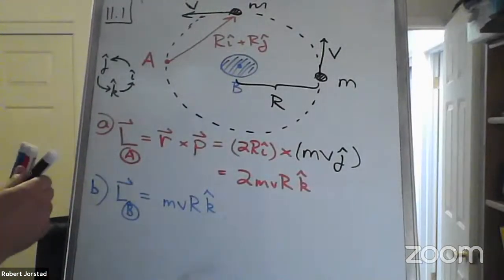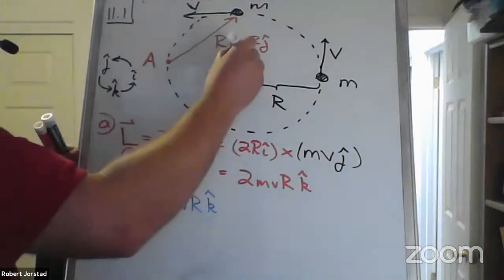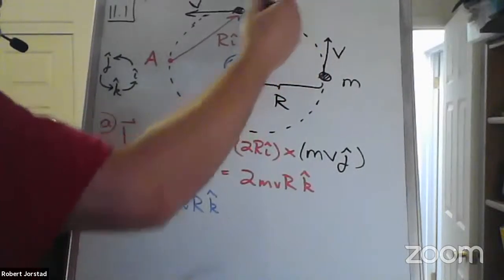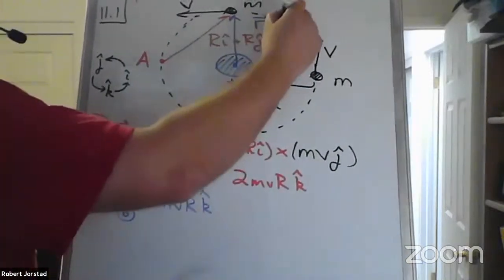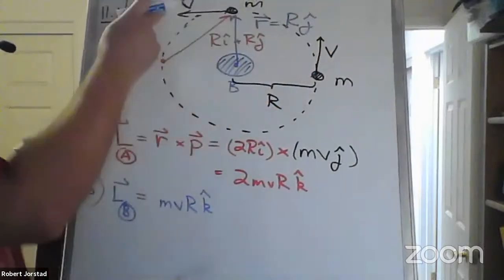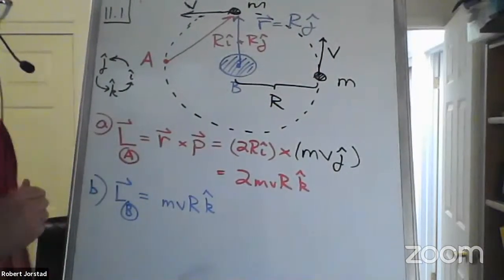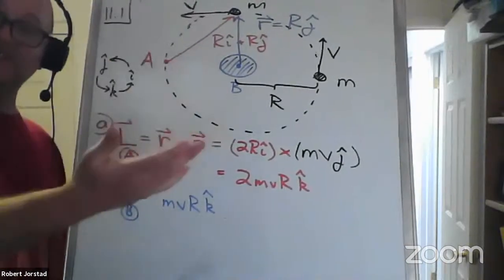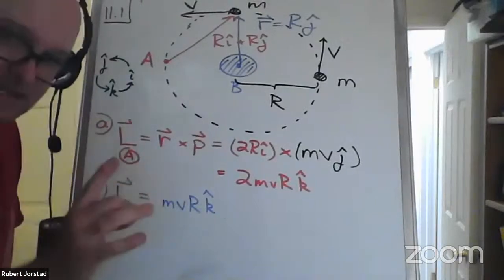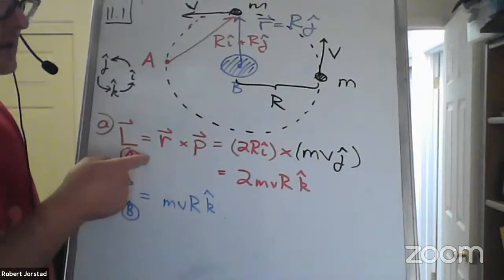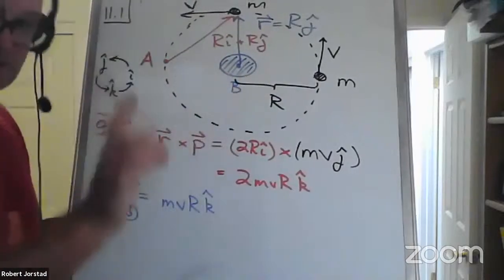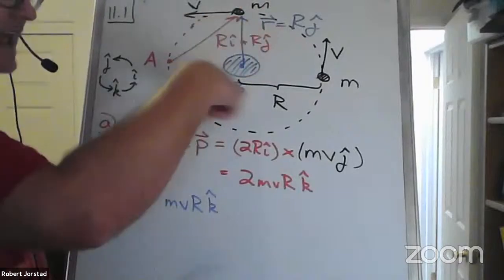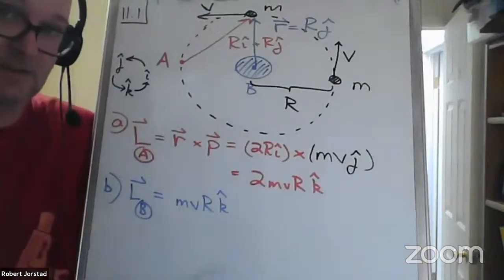However, if we did this for part B, the R vector changes to R in the J hat. However, we still get the same cross product because J hat cross negative I hat still gives K hat. So what we see is the angular momentum about A will be different for every single point on the circle. However, the angular momentum, if we choose point B, is exactly the same for every point on the circle.